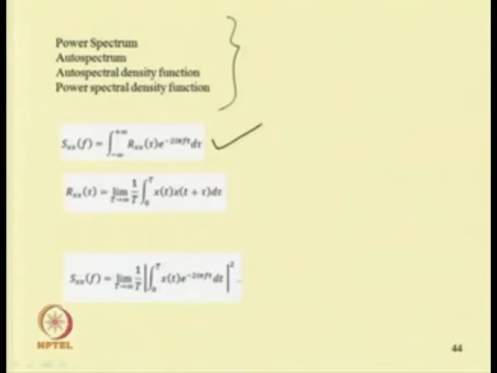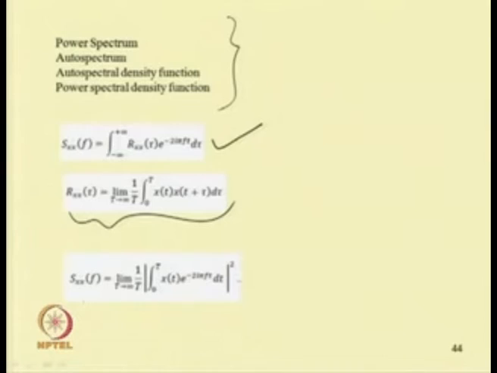One can use this equation, that is S_xx(f) equal to the integral from minus infinity to plus infinity of R_xx(tau) e to the power minus 2 i pi f tau d tau, where R_xx is known as the autocorrelation function, which can be given by this expression. R_xx(tau) equal to limit T tends to infinity 1 by T, where T is the time up to which we are finding the spectra, integral 0 to T x(t) x(t plus tau) dt, where tau is the delay of the system.